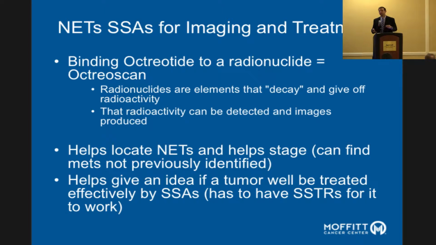These are things that you're not as familiar with, but what's special about these elements is that they're radioactive. And what that means is that they give off levels of radioactivity. And you can detect that radioactivity and use it to make pictures. And that's what an octreoscan is. So you bind this radioactive element to the somatostatin analog, give that to the patient, it goes into the body, it goes to the sites of the tumor, and then you can make pictures based on that small level of radioactivity.